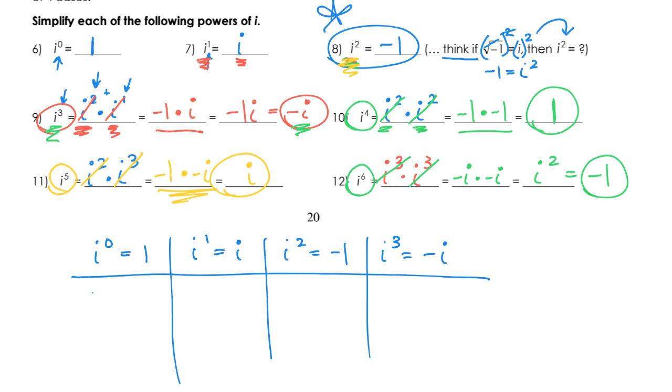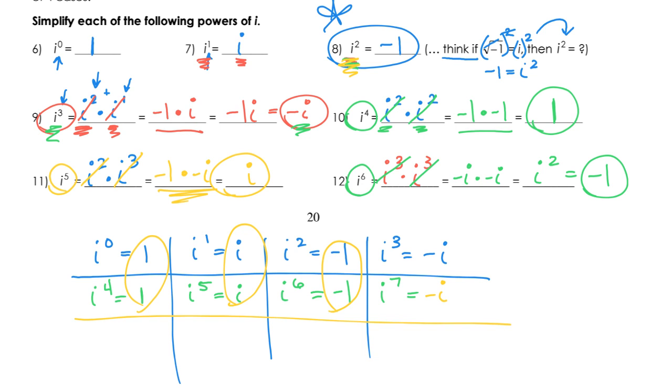Now I'm going to show you that i to the 4th equals 1, that i to the 5th is i, that i to the 6th was -1. And guess what, guys? We didn't find i to the 7th, did we? But do you see the pattern? We already know that i to the 7th is going to be -i. And now I can find i to the 8th. i to the 8th is going to be 1. i to the 9th is going to be i. All right. And the pattern continues every 4.